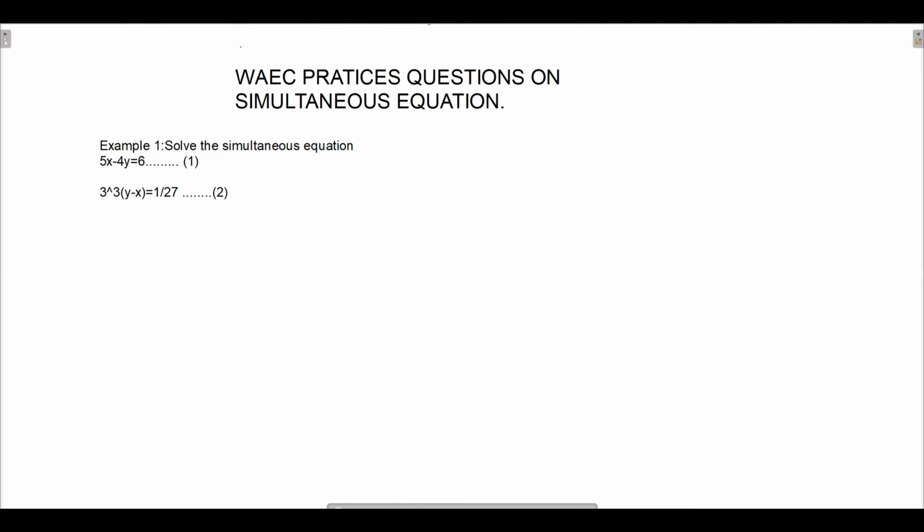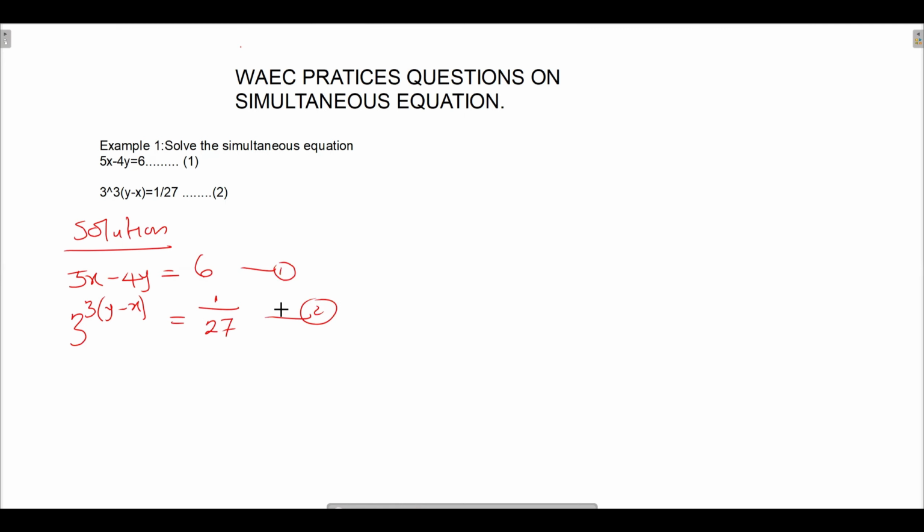Now the first question says solve the simultaneous equation. We have 5x minus 4y equals 6. Now, if you look at equation 2, it's not straightforward. It looks like indices: 3 raised to the power of 3 into brackets y minus x is equal to 1 over 27. Equation 1 is linear, that one is okay, but equation 2 is not like equation 1. You have to make it look like equation 1 so we can solve it simultaneously. But as you see here, it's in the form of indices.